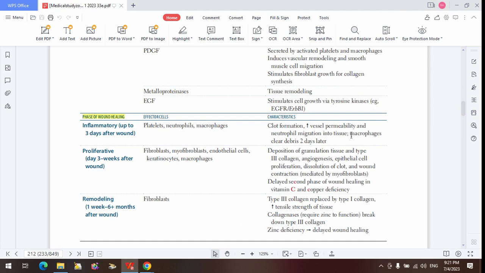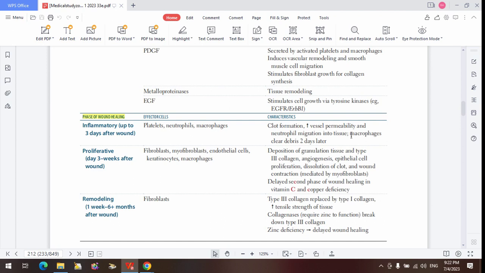Sorry, is angiogenesis still within the proliferative stage? Yes, it's within the proliferative stage, because you are proliferating new blood vessels. That is angiogenesis. The portion of granulation tissue, that is fibroplasia. Then the last one is epithelialization, recruitment of epithelial cells so that they can form a final covering of skin, separating it from the external environment.